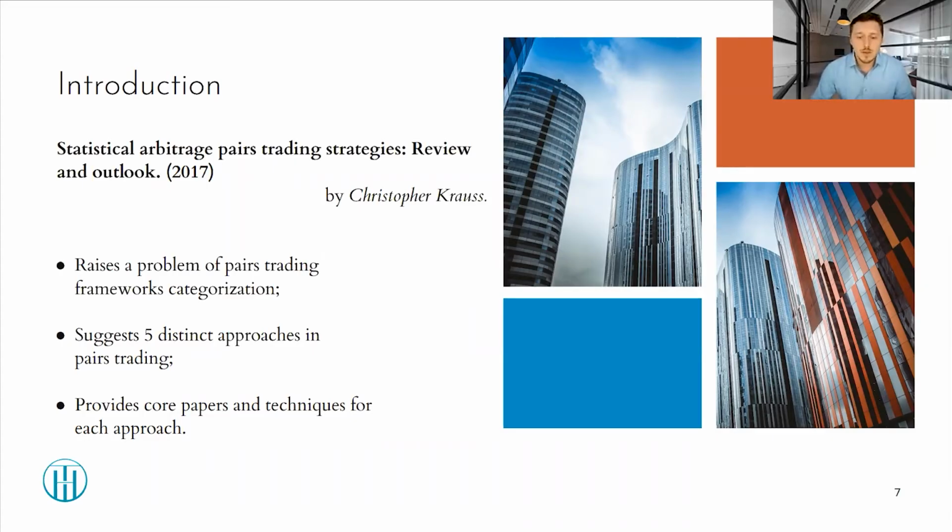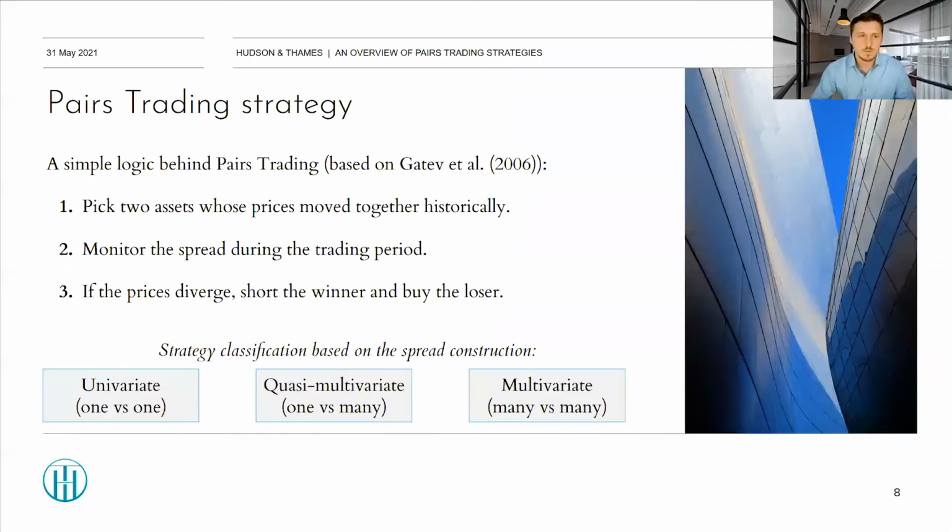There are too many of them, and they should be in one way or the other categorized based on their nature, based on the behavior, and based on the logic inside. And Krauss proposed 5 distinct approaches to pairs trading that are divided by their logic. He also provided some core papers and descriptions in a broad form for you to get to know these approaches better.